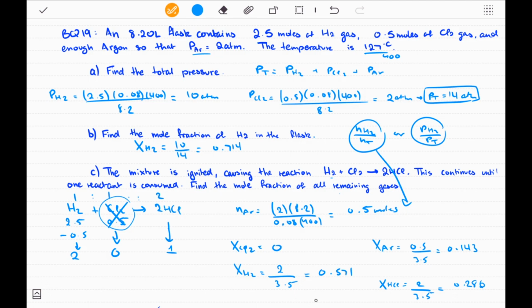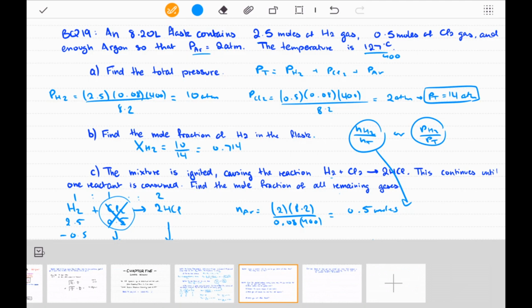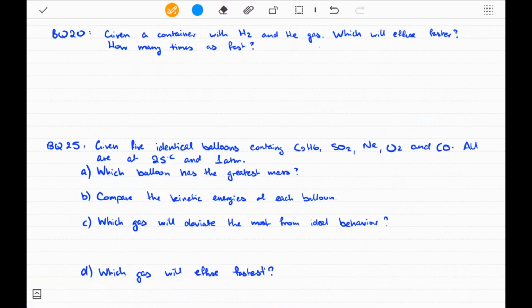Now, moving on, I'm going to be solving basic question 20, which deals with kinetic energy. This question is fairly straightforward. The important part is understanding what the ratios mean. You're given a container with hydrogen and helium gas, and it asks you which will effuse faster and how many times. So, of course, the first thing we need to confirm is that they both have the same kinetic energy. They're both in the same container. This means the temperature has to be the same. A container can't exist at two different temperatures.